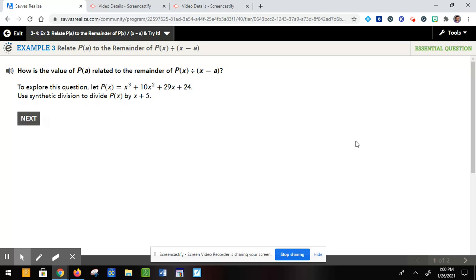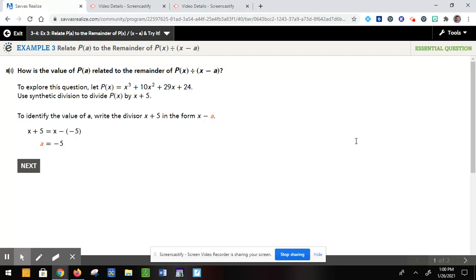So the example we're going to look at here, you have p of x is equal to that function. We're going to use synthetic division to divide it by x plus 5. To identify the value of a, write the divisor x plus 5 in the form x minus a. So a is negative 5.